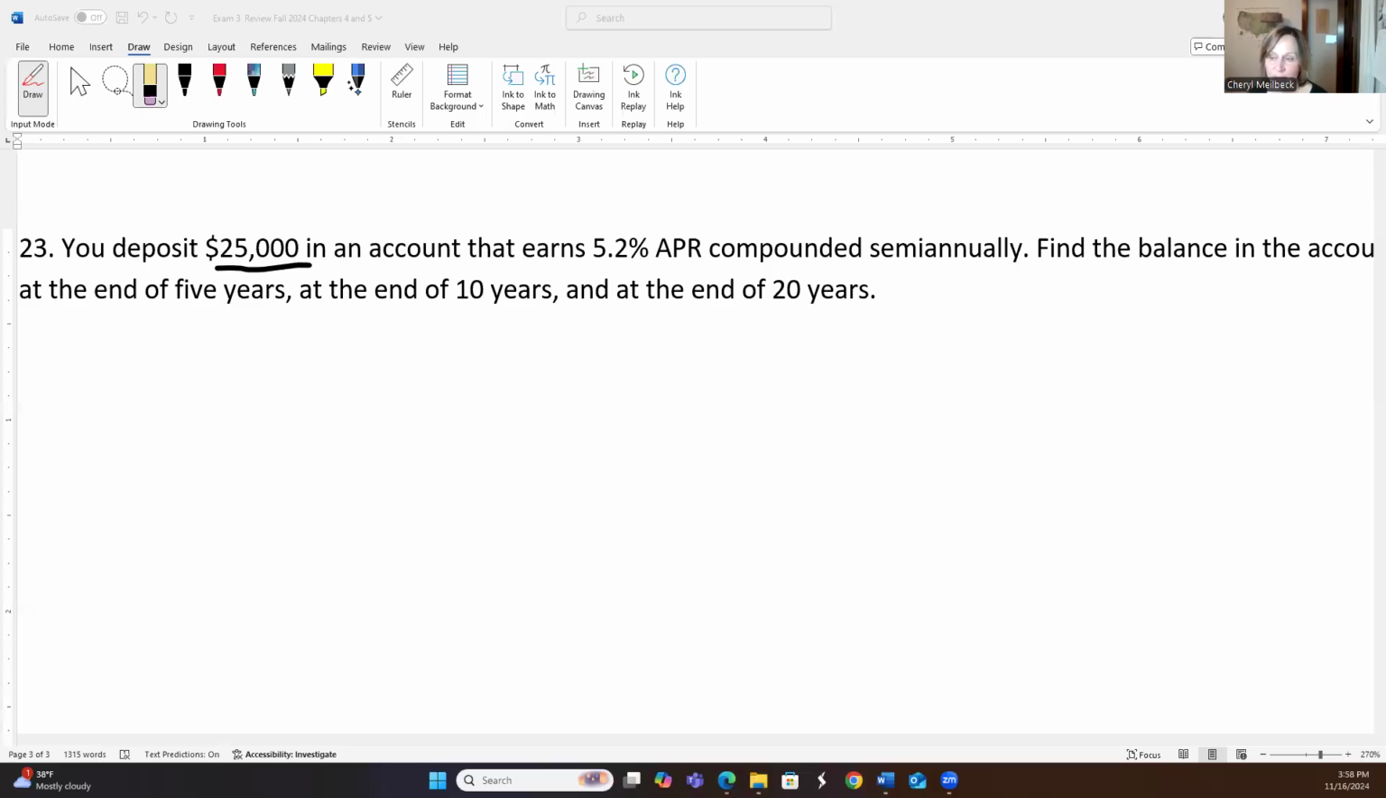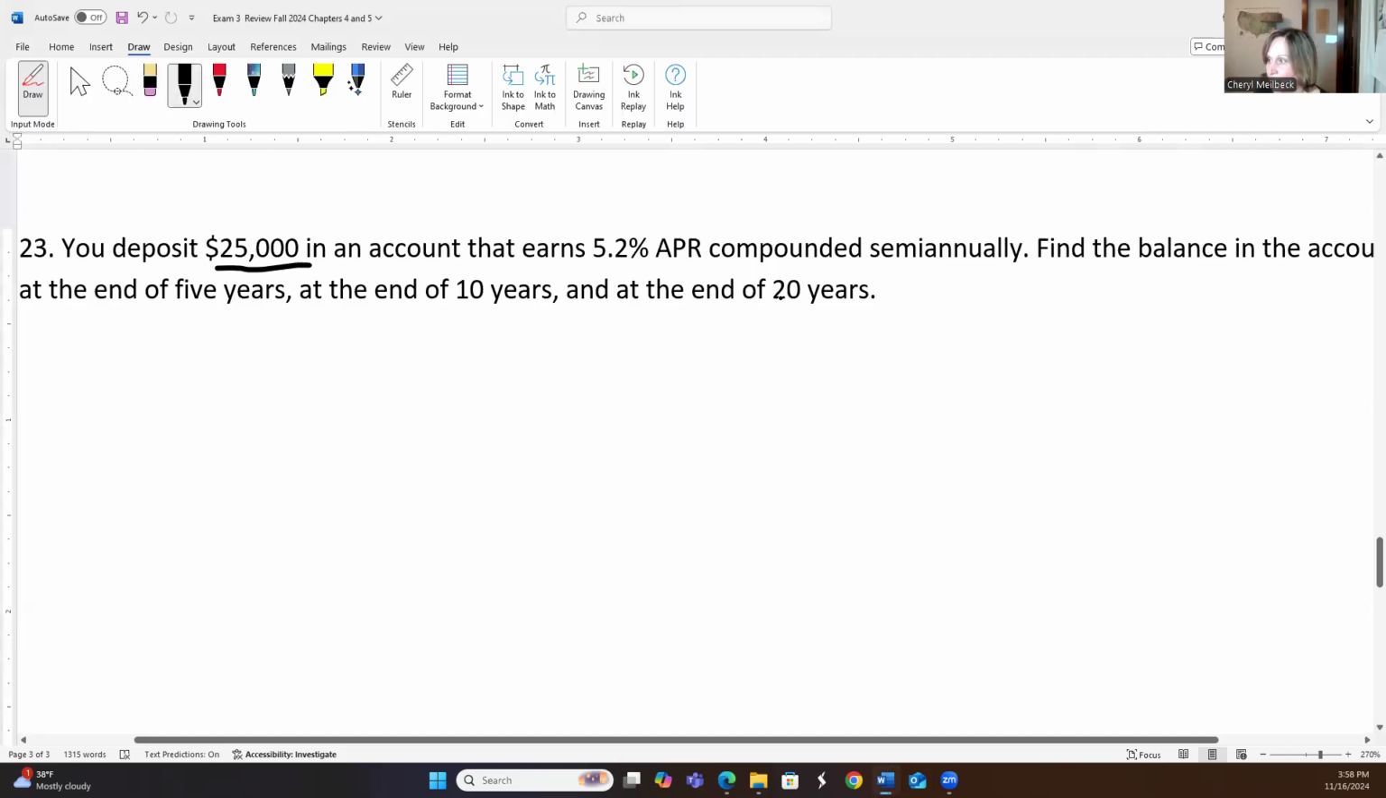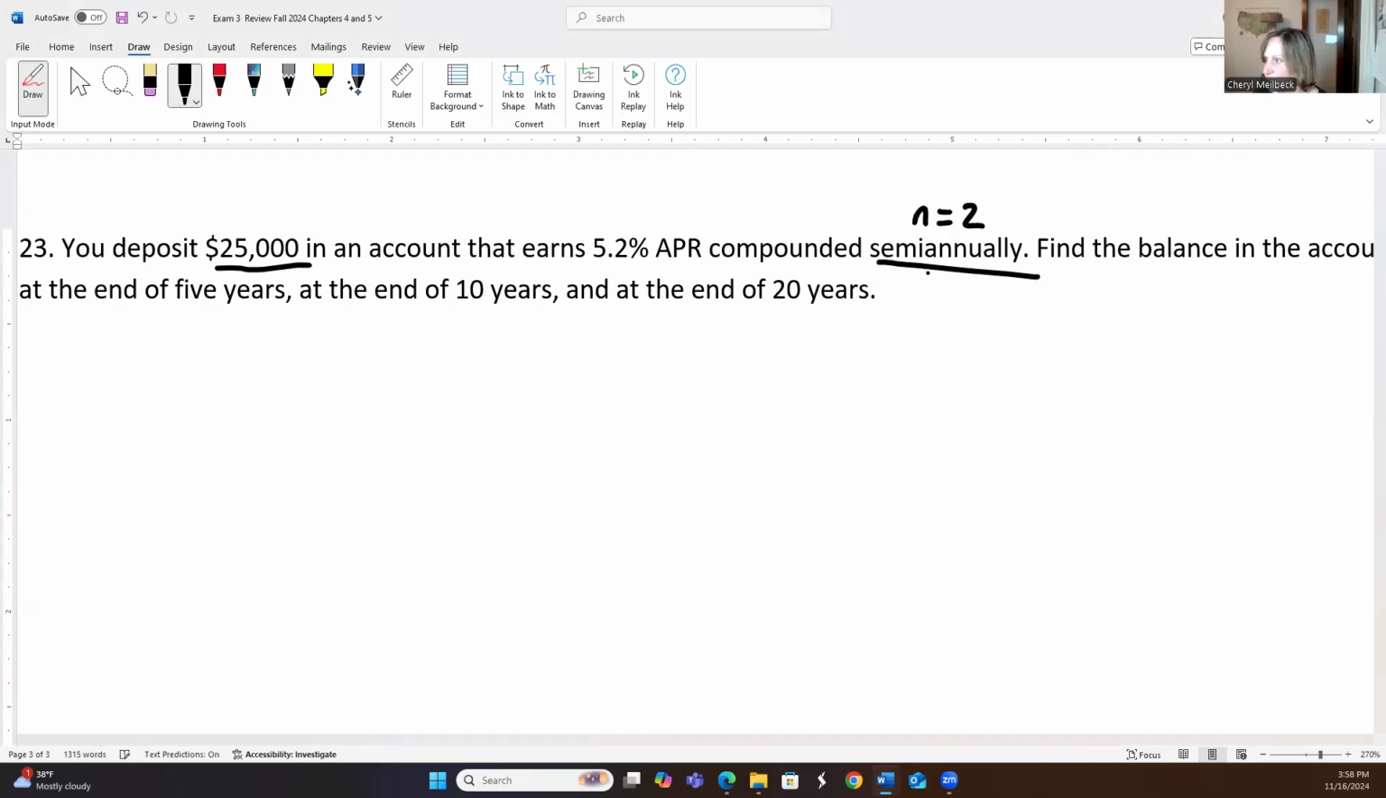In this video, we're going to be looking at the rest of the questions from the Chapter 4 and Chapter 5 review for Exam 3. Here we see question 23, where it says, you deposit $25,000 into an account that earns 5.2% compounded semi-annually, which means twice. So N here is 2. Find the balance in the account at the end of 5 years, 10 years, and 20 years.